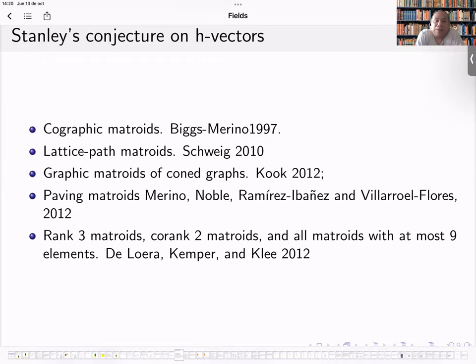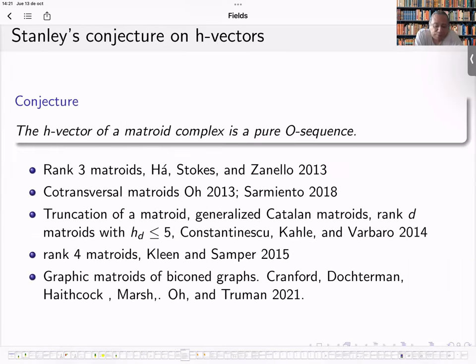And then there was a series of results in 2012. Koo proved it for graphic matroids of cone graphs, that means graphs with an apex. In 2012, Steve Noble, Ramirez Ibanez, Villarroel Flores, and myself proved it for paving matroids. Rank three matroids, co-rank two matroids, and all matroids with at most nine elements were proved by De Loera, Kemper, and King, also in 2012. So it was a good year for the conjecture. In 2012, there's another proof of the rank three matroids by Haas, Stokes, and Zanello. And the same year, Oh proved it for co-transversal matroids, and Sarmiento gave a different proof, a bit more recent.